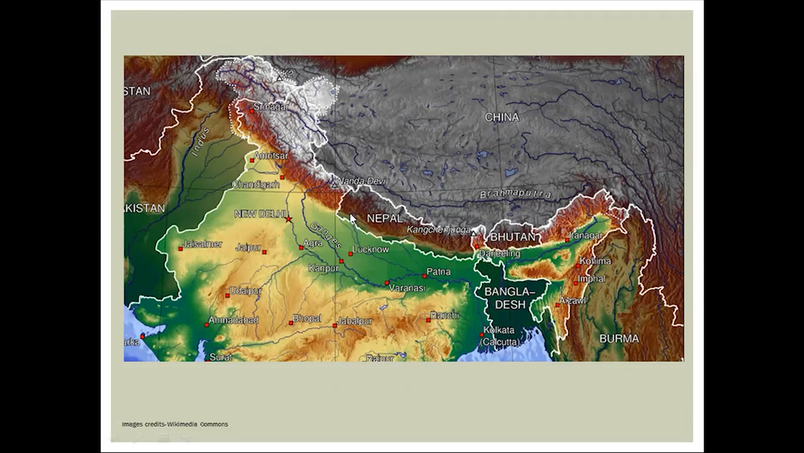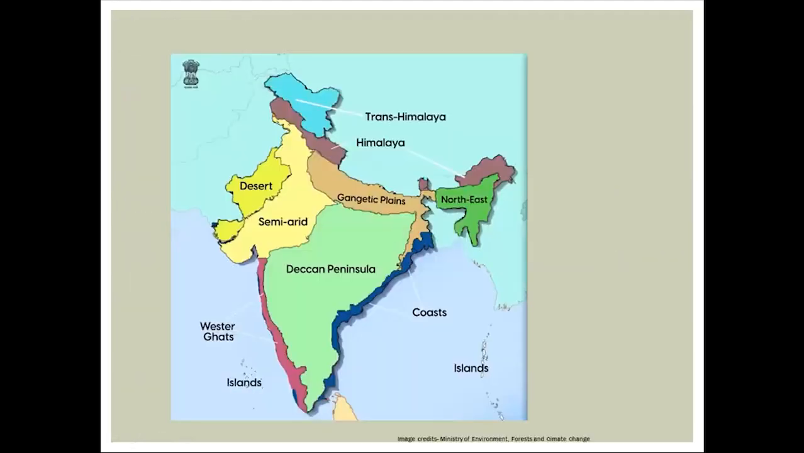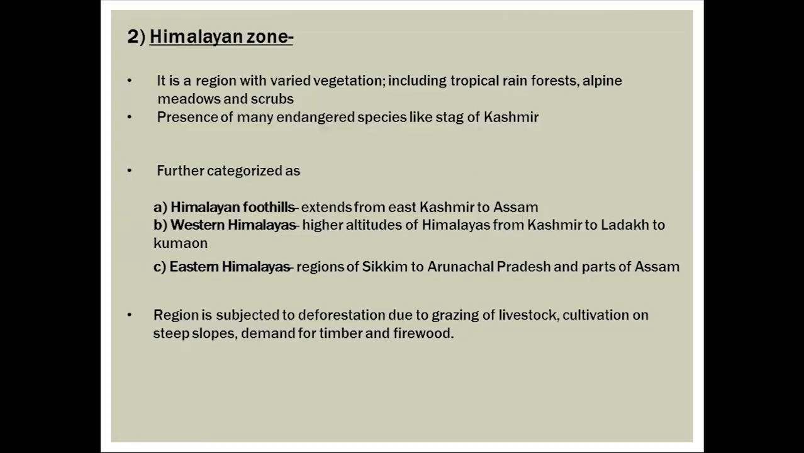Himalayan zone. So here you can see that again there are Western Himalayas which are from Kashmir up to the Kumaon in Uttarakhand, and then the Eastern Himalayas, which includes parts of Sikkim and Arunachal and Assam. So this region again is subjected to deforestation because there is large scale grazing of livestock, and also cultivation on these mountain slopes, and there is demand for timber and firewood in this region.